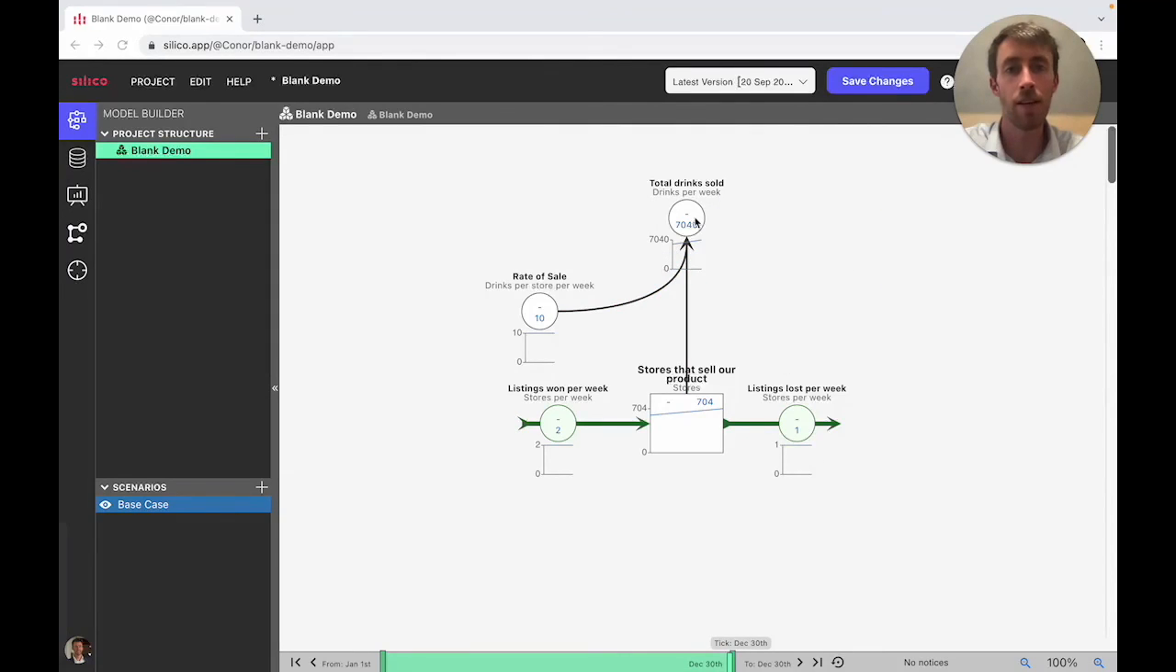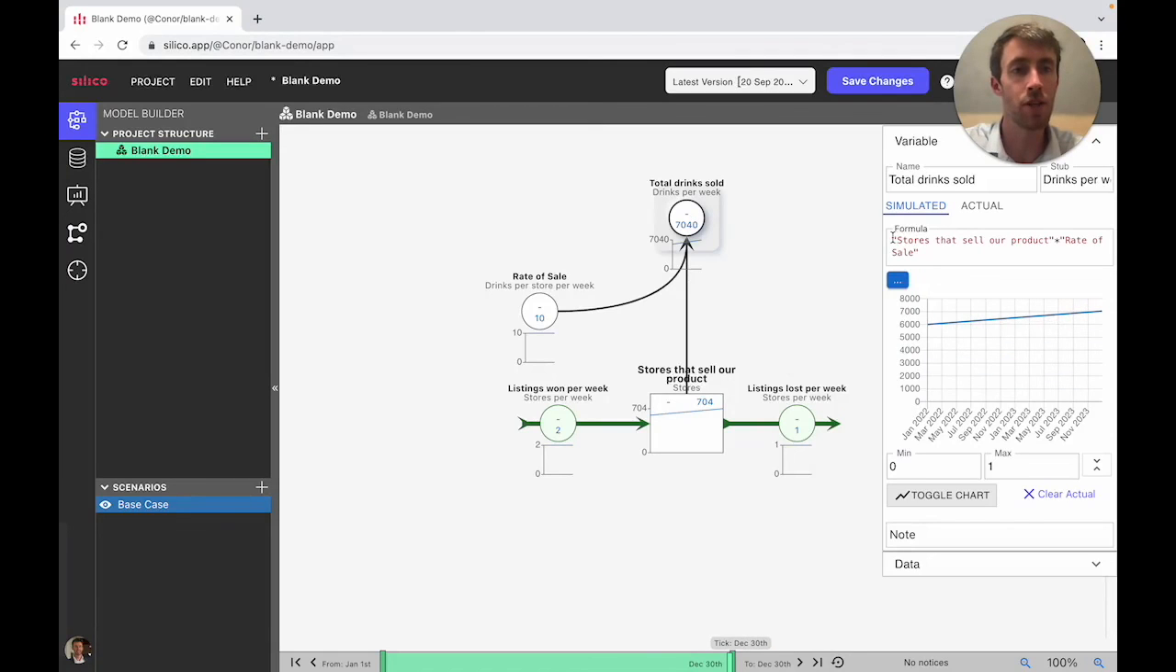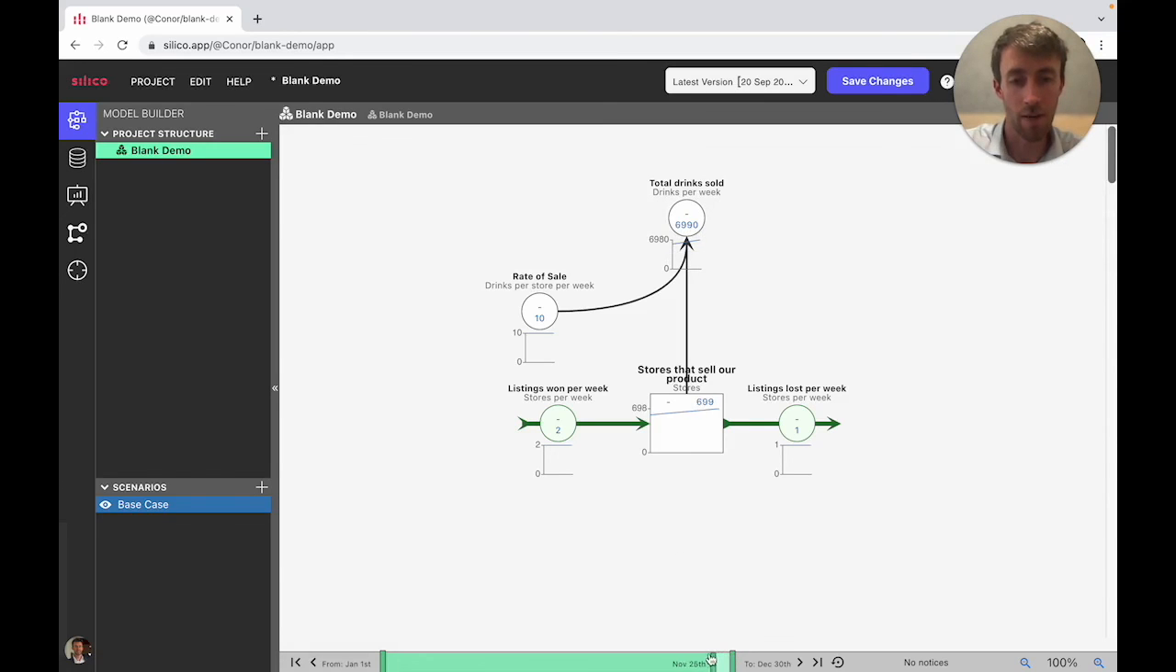So what's happening here is that the software is basically matching up what the value of this variable is for a given period of time multiplied by what the value is for this variable over a given period of time. So for example, if we go down here to the time bar and we go to the week of, let's say, December 10th, we can see that there were 649 stores selling our product that week. There was a rate of sale of 10, so therefore the total drinks sold in that week would be 6,490. Or if we change to another week, we can see 673 multiplied by 10 is 6,730.